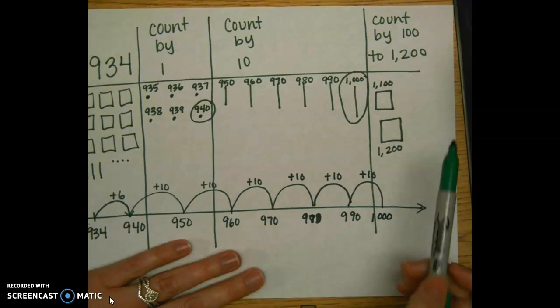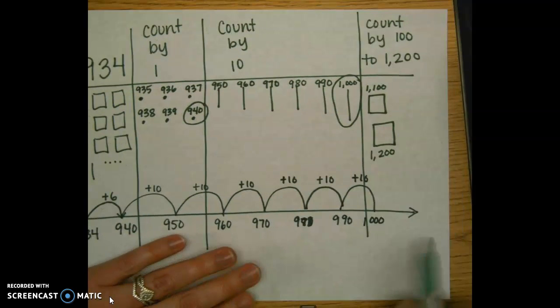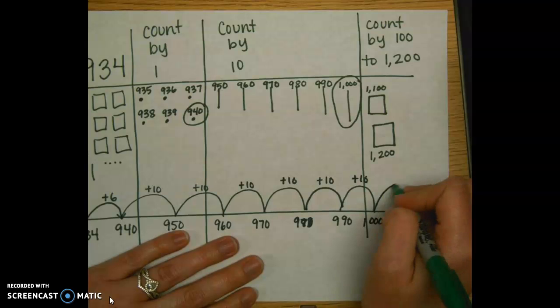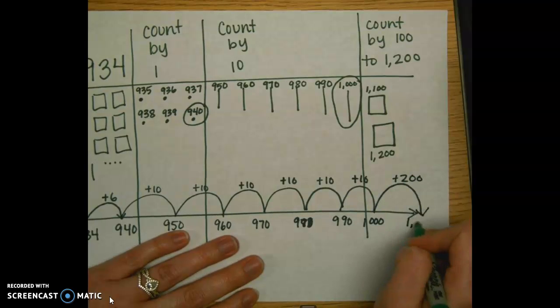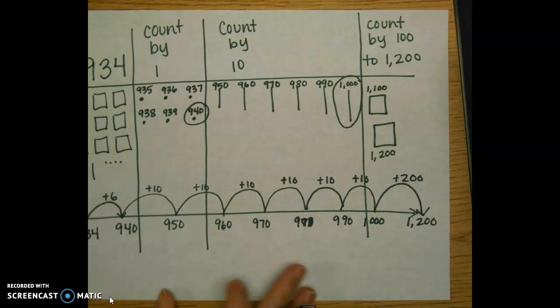Now if I look at what I have left here, I've got 200. So I can do a big jump of 200, and I'll end up at 1,200.